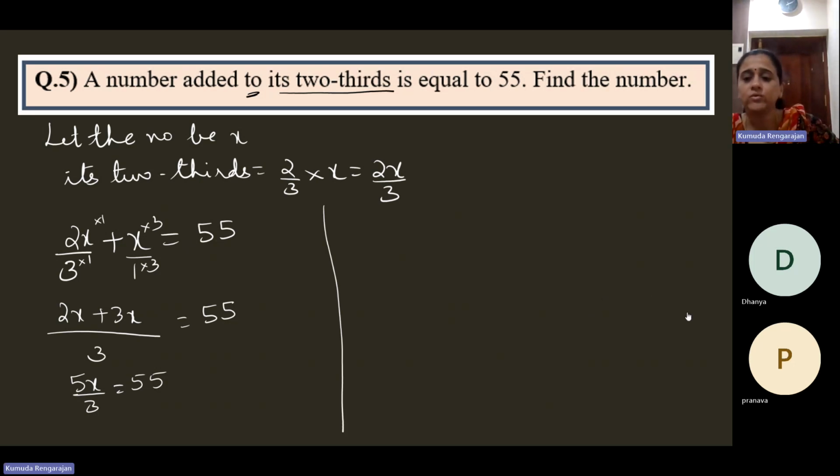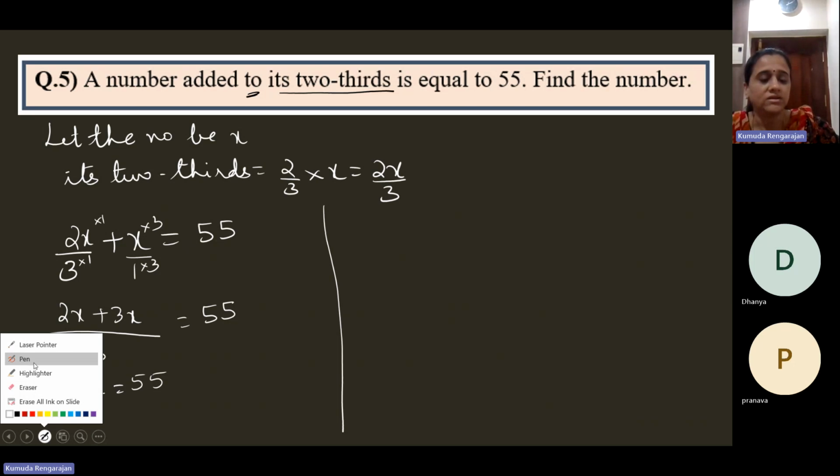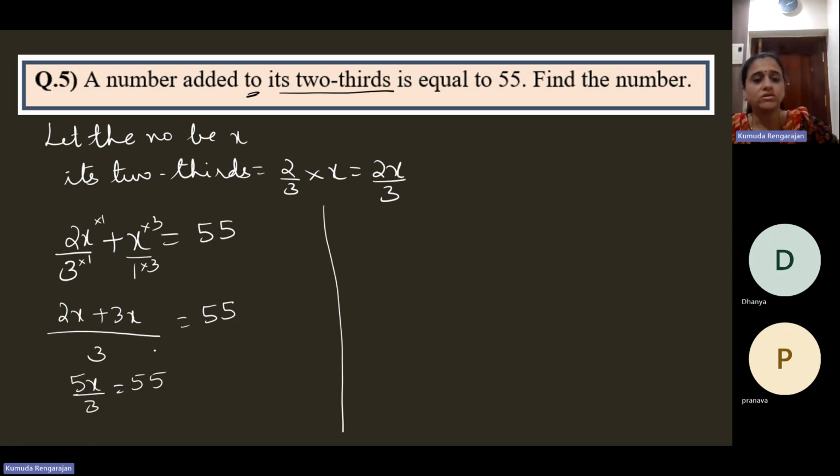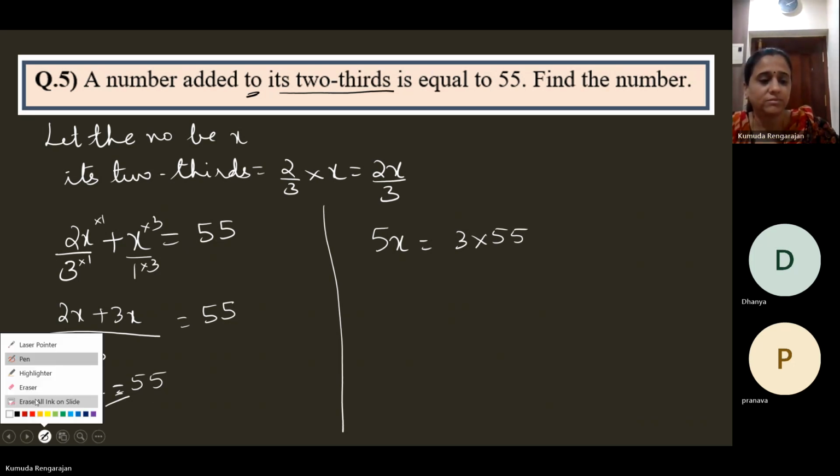So we have another way of proceeding after this. Listen, online children, what you can also do is cross multiply this over here, okay? So how does that work? See here, 5x is equal to 3 into 55. Cross multiplying. Write this neatly.